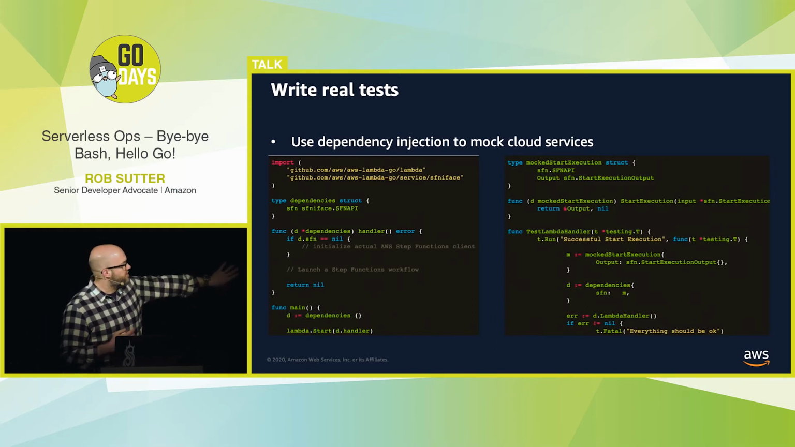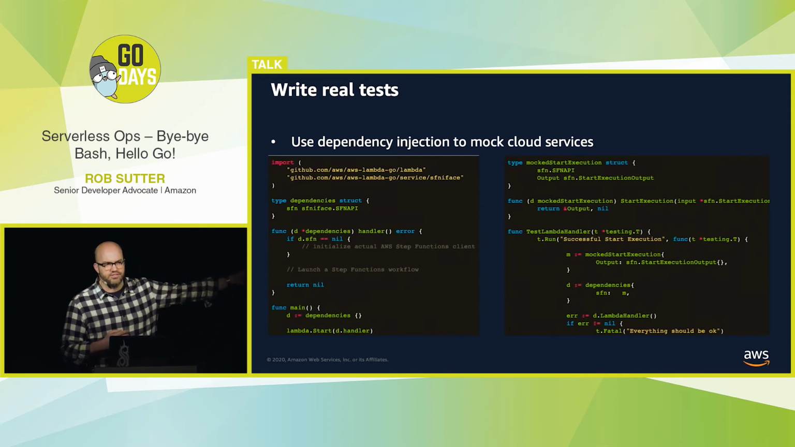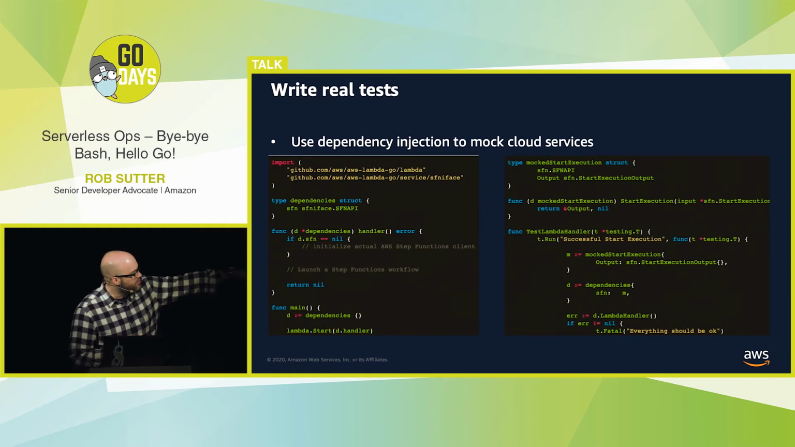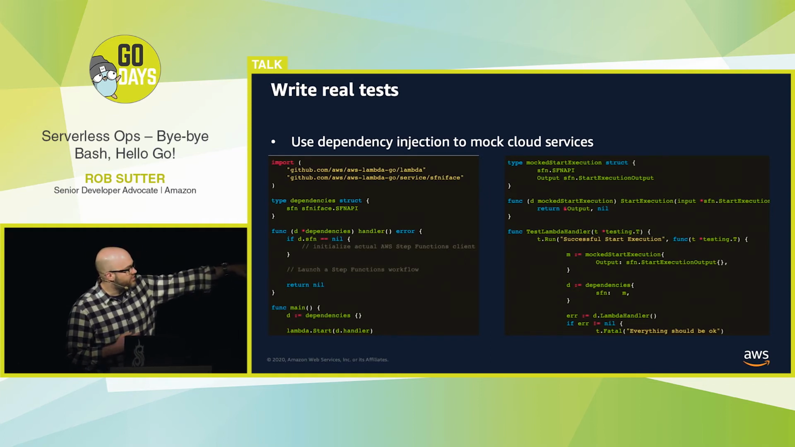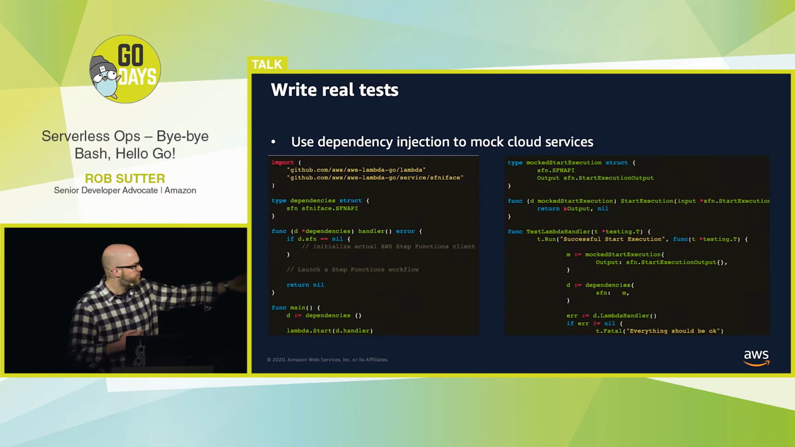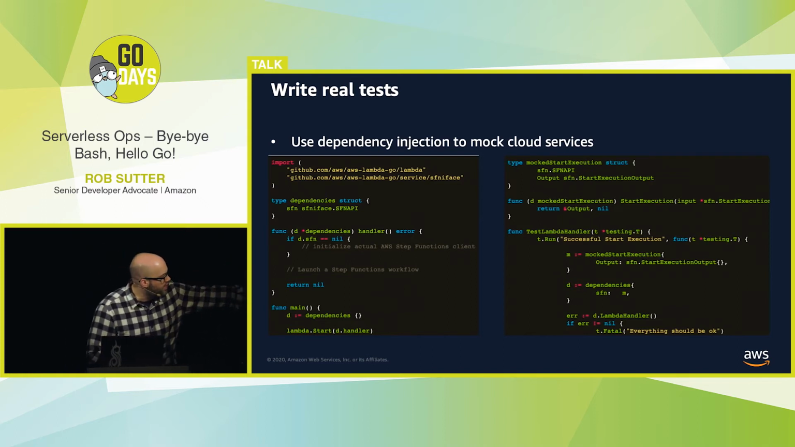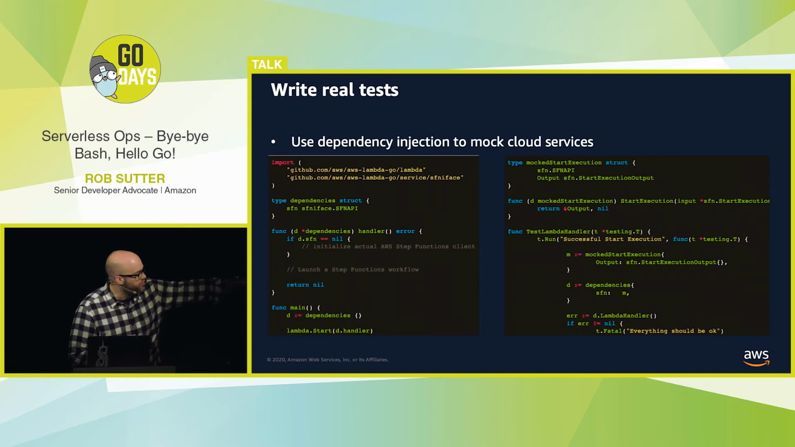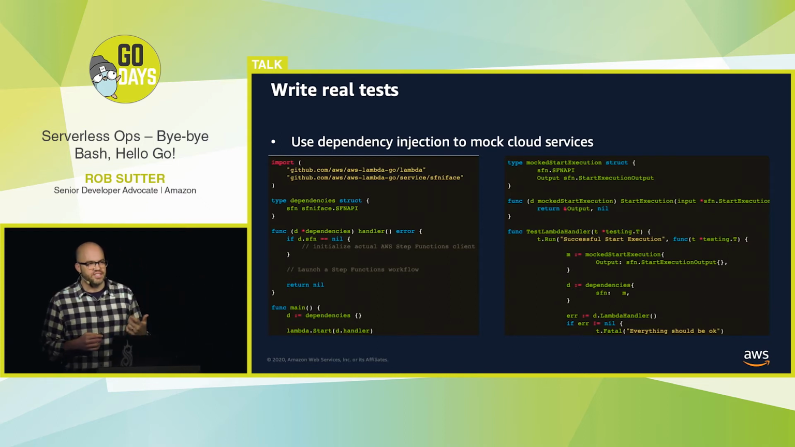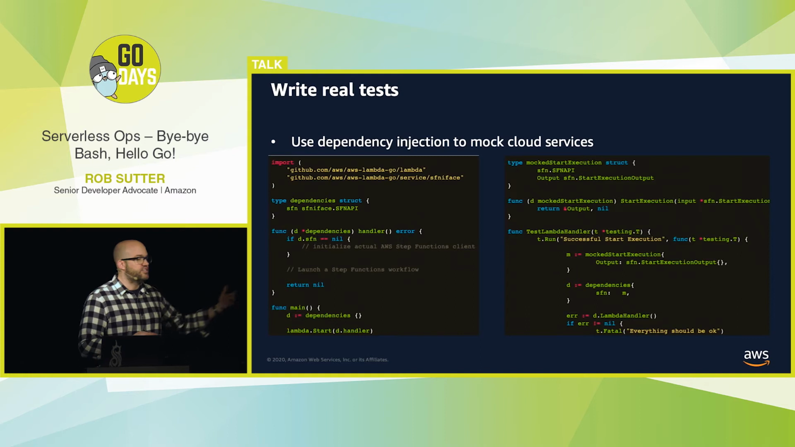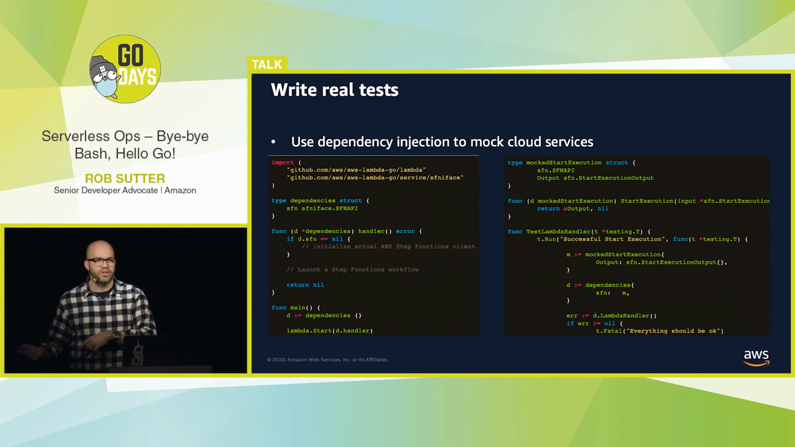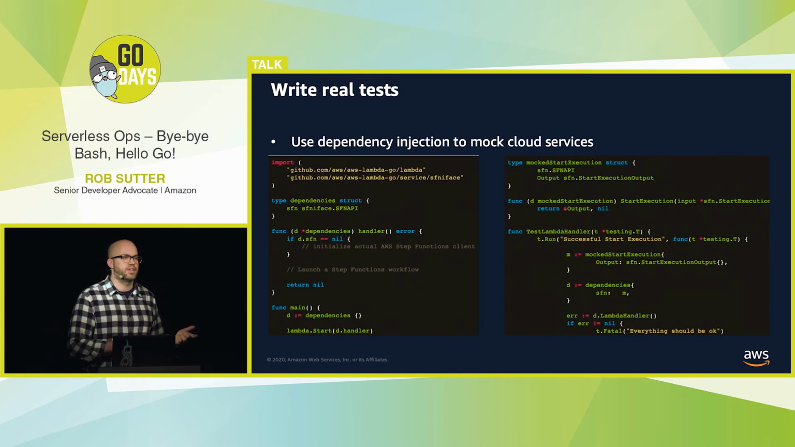So on the left here is an example of a Lambda function that takes Step Functions interface as its receiver. And then on the right is the example of the test. And you can see you have this mocked start execution that includes the Step Functions API and has a function here, start execution, that is a native function of the Step Functions API. But in our case, we're just returning a predetermined output so that we can test the behavior of our application.